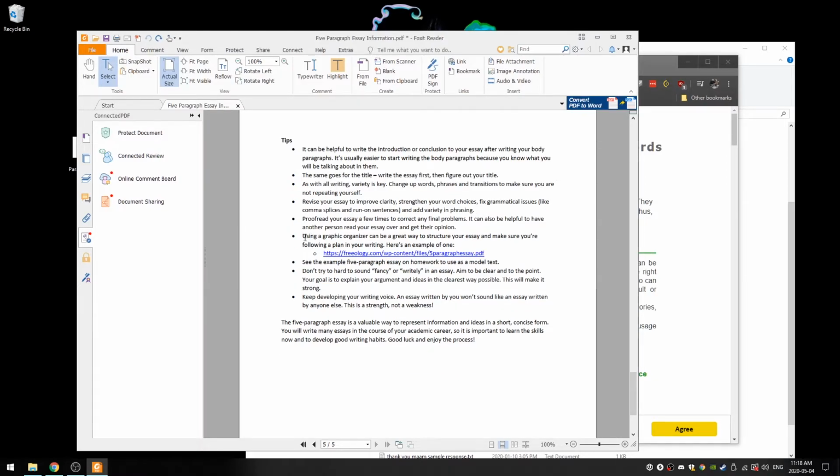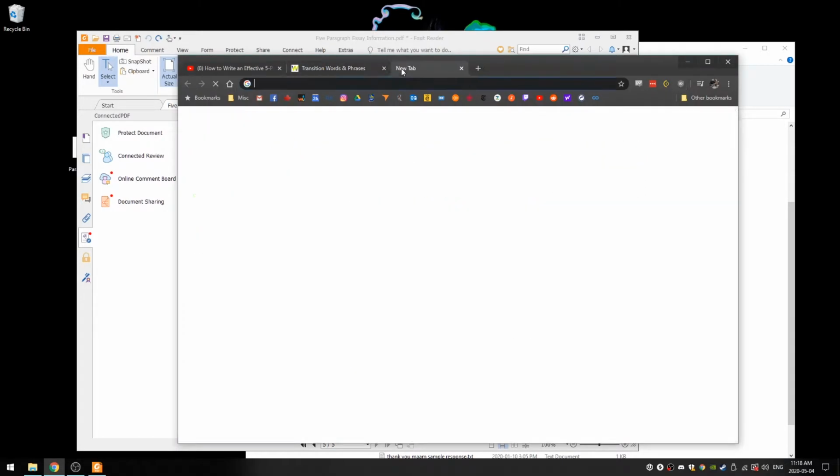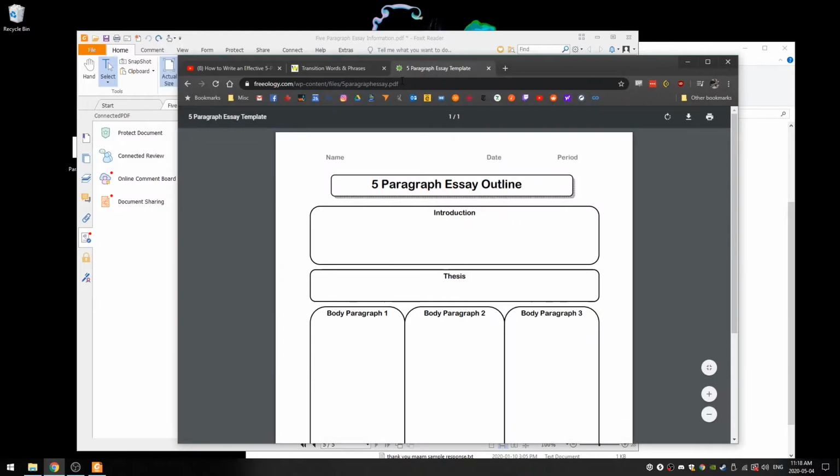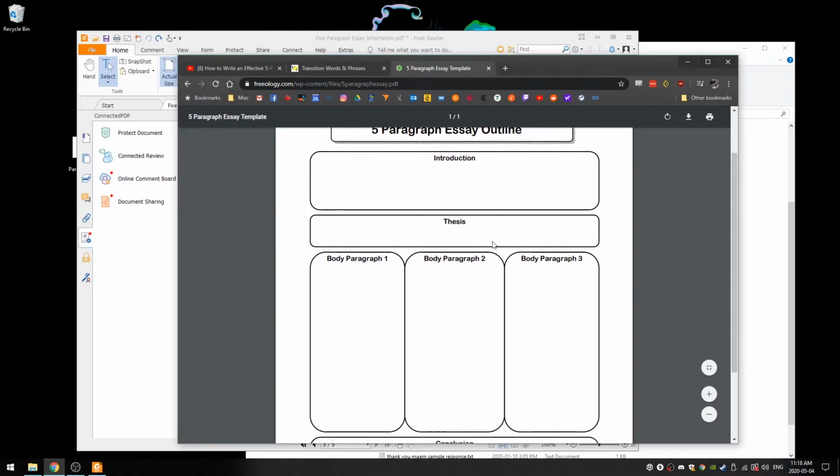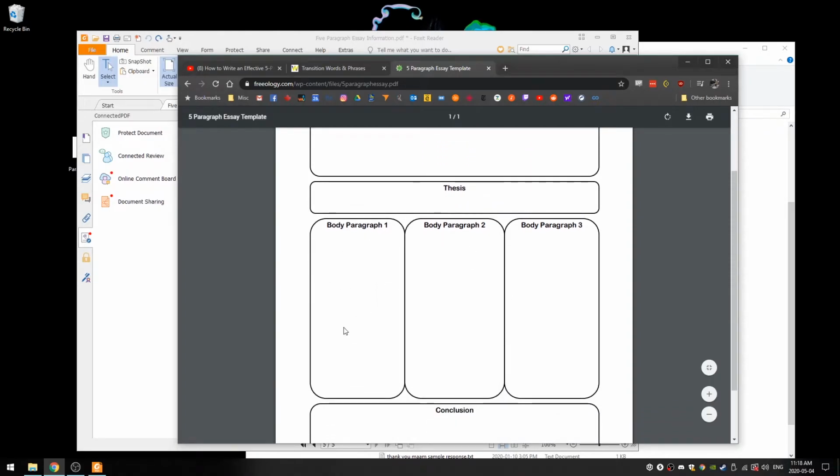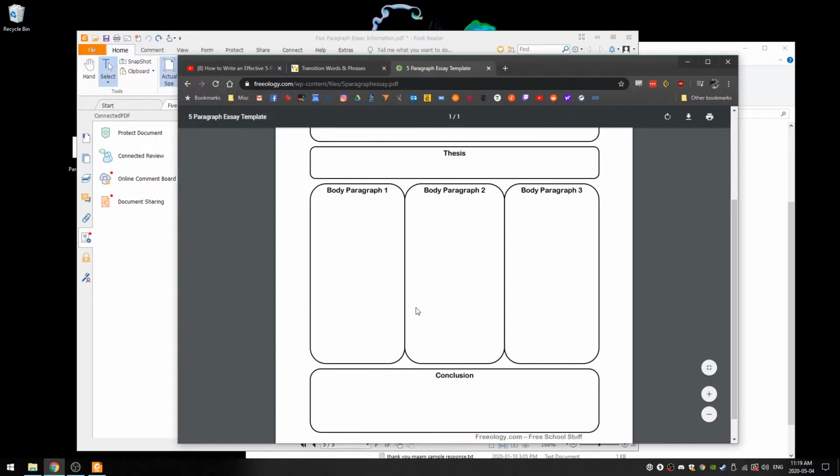You may wish to use a graphic organizer to help structure your essay. So I've linked one here for you, and I'll show you what it looks like. And it's basically just a document like this. So in here you can explain in point form what's going in your introduction, say what your thesis is, and give yourself some things you're going to talk about for each paragraph.